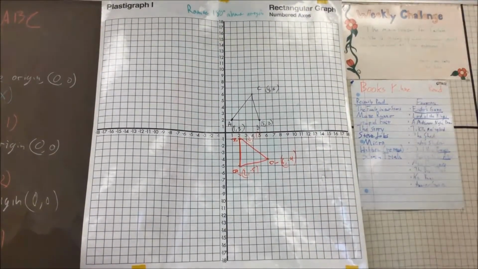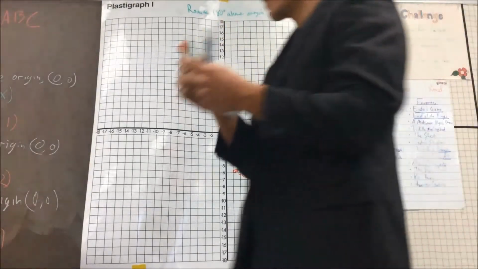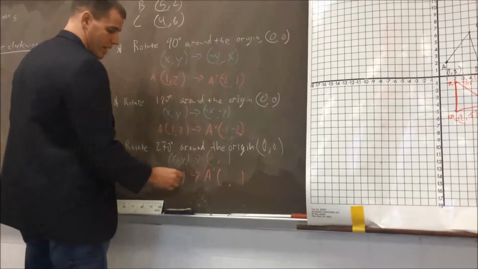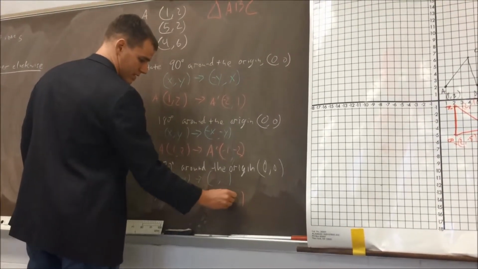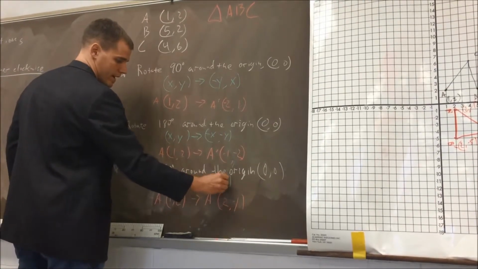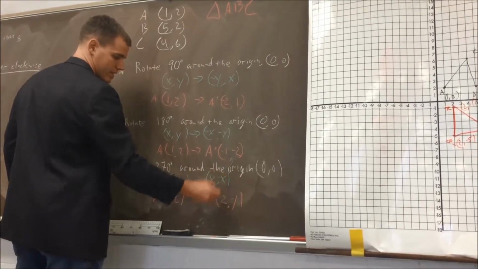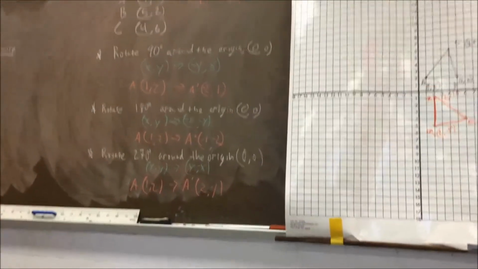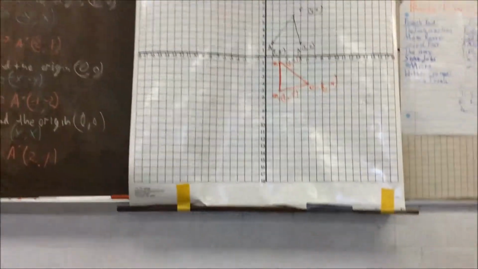What is the pattern here? Yes, sir. You switch it, opposite the y. So xy becomes yx, but that one is negative to the opposite. There you go. So, when in doubt, you can just graph it.